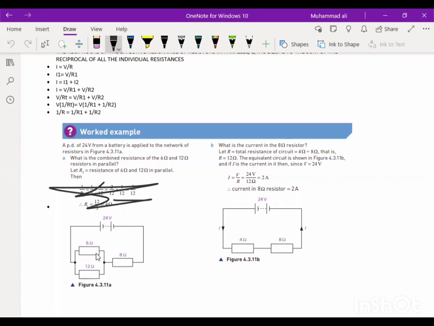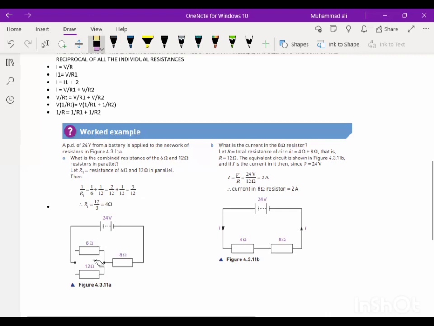I'm getting 4 ohms for both of these. Now I have considered that a 4 ohm resistor replaces both of these. So 4 ohms plus 8 ohms gives 12 ohms overall resistance. And R1 they have given is 4 ohms. They asked for the combined resistance of the parallel ones only, so this is 4 for only these.